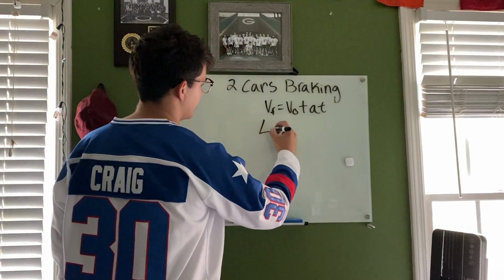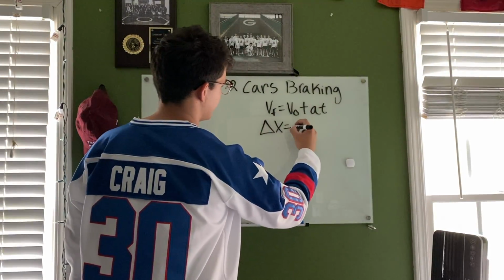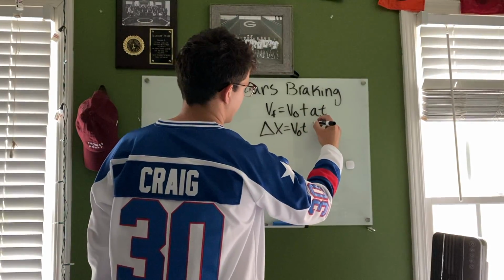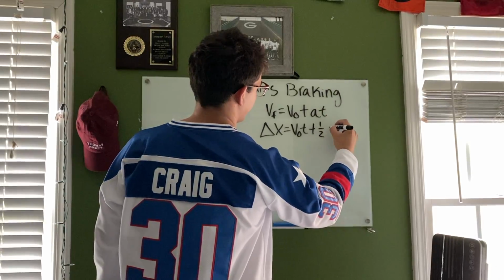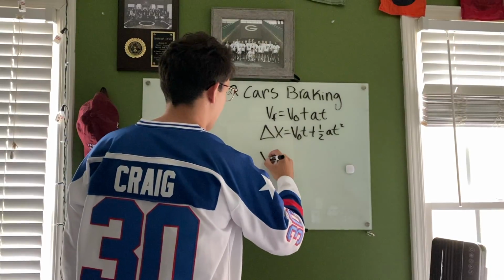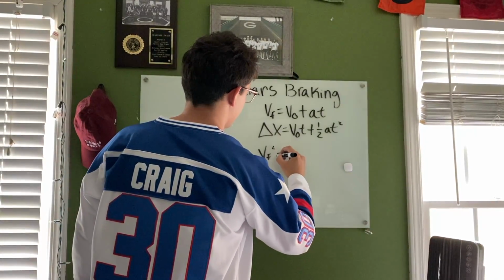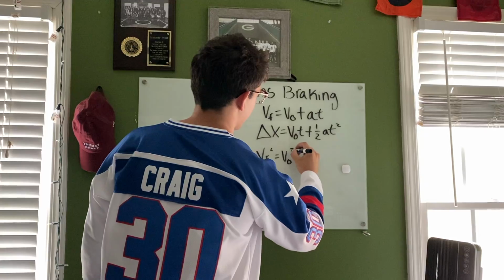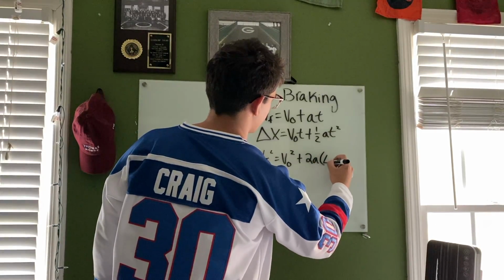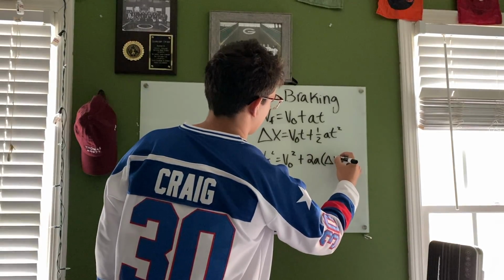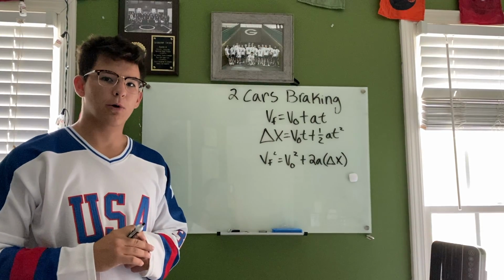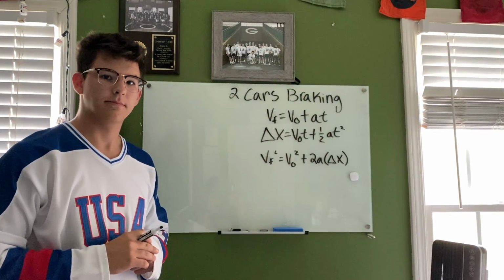You need to know that V final is equal to V naught plus acceleration times time. You're going to need to know that the change in x is equal to V naught t plus 1/2 at squared, and that V final squared is equal to V naught squared plus 2a times the change in x. So these are the three equations that you need to know in order to start this problem.